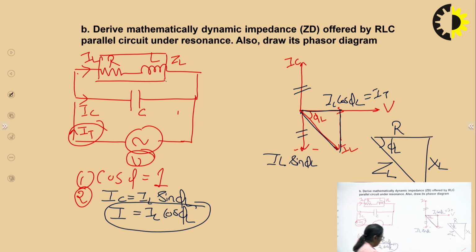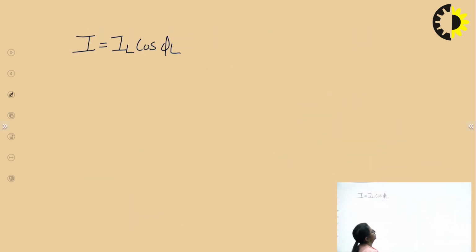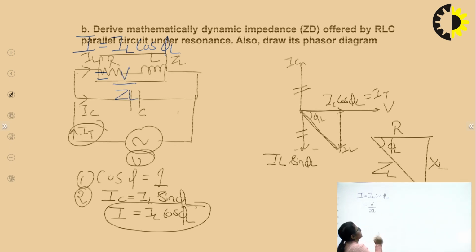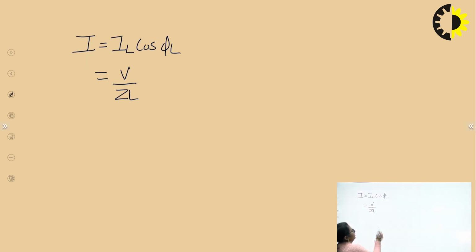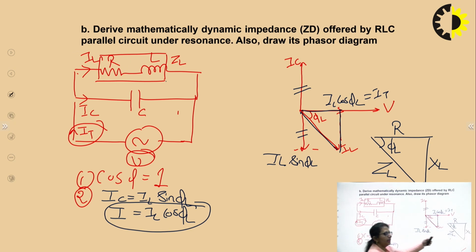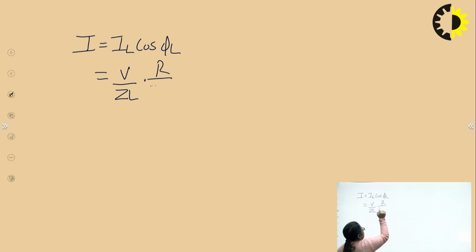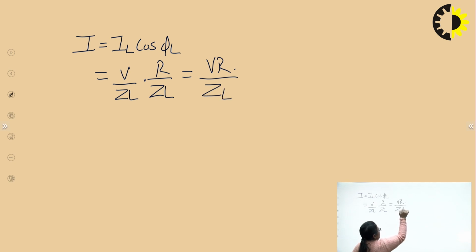Fine. Now, going with the equation I is equal to IL cos phi L. How can I write IL? I can write IL as V upon ZL, because this is a parallel circuit and the voltage across both the branches would be the same. So it is V upon ZL multiplied by cos phi L. Cos phi L is given from the triangle by R by ZL. So this becomes VR by ZL square.